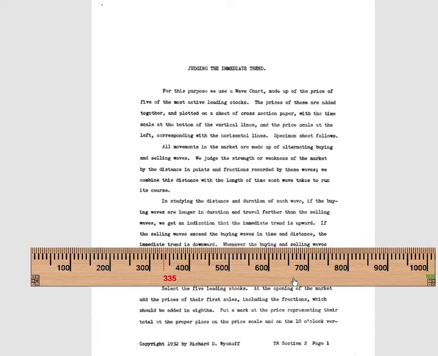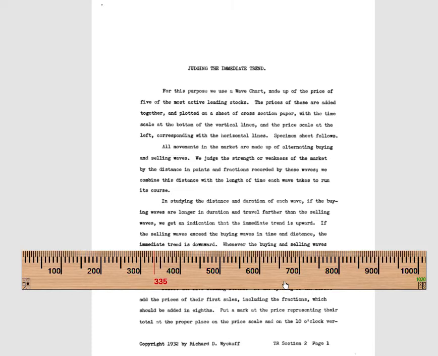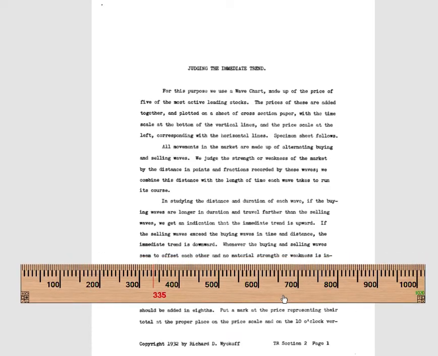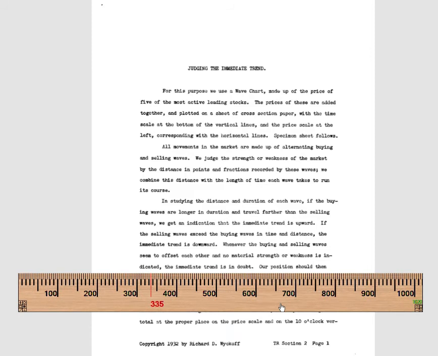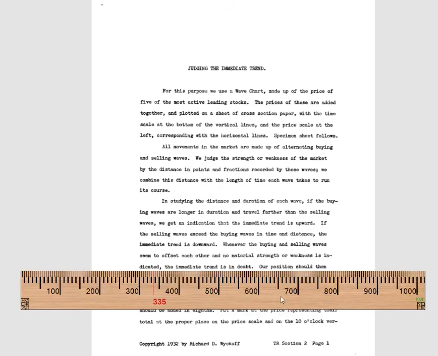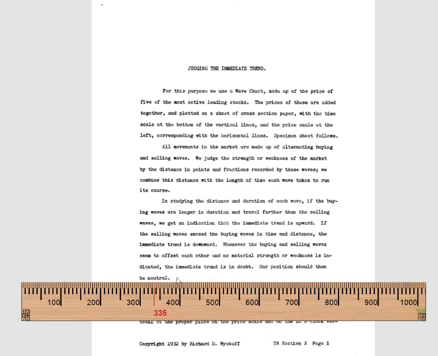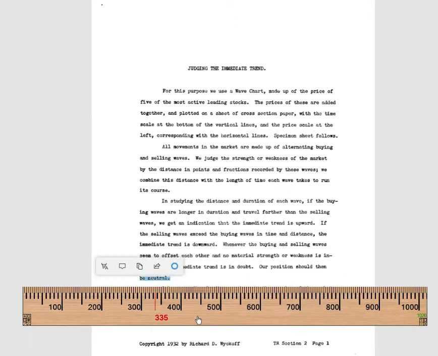If the selling waves exceed the buying waves in time and distance, the immediate trend is down. Whenever the buying and selling waves seem to offset each other and the material strength and the weakness is indicated, the immediate trend is in doubt. All it's saying is if the size of the waves equal each other, then there's no uptrend, no downtrend, it's a sideways trend. And our position should be neutral.